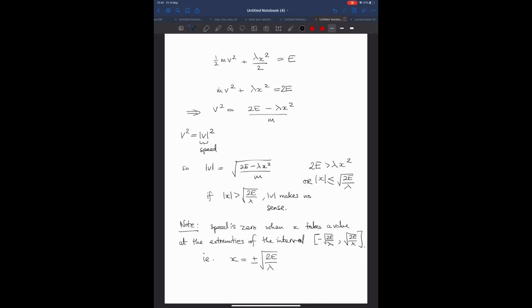And this is the maximum distance. It corresponds to the maximum distance the particle can travel under this force field.